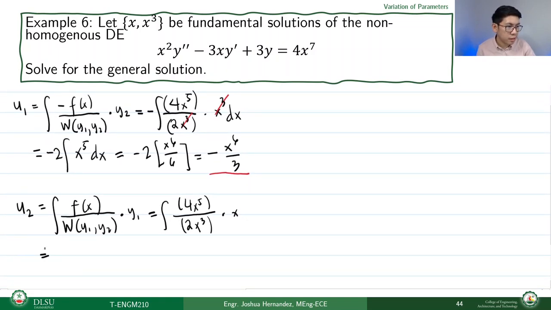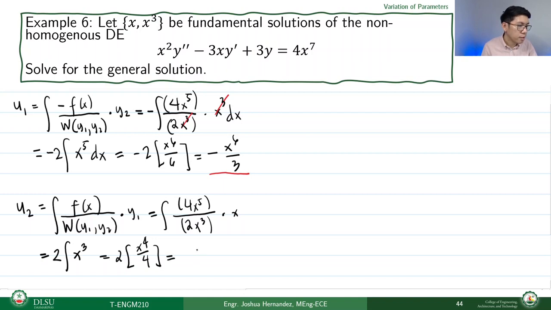magkakaroon tayo ng 4 over 2 is actually 2. And then integral of x raised to 5 over x raised to 3 is x raised to 2 times x is x cubed, right? Yan. We have 2x cubed, which is equivalent to 2x raised to 4 over 4. Or we have x raised to 4 over 2. Ayan. That's our value for u2. So, medyo kompleto na tayo.